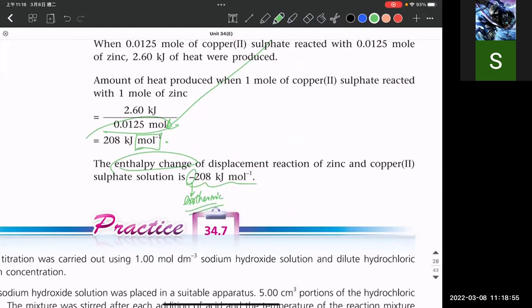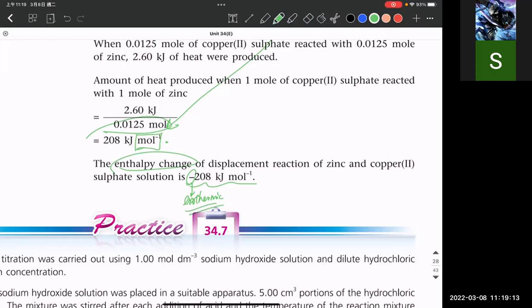Do you find the techniques of doing extrapolation difficult? A bit, right? So don't worry, you will have chance to do it in your class practice.